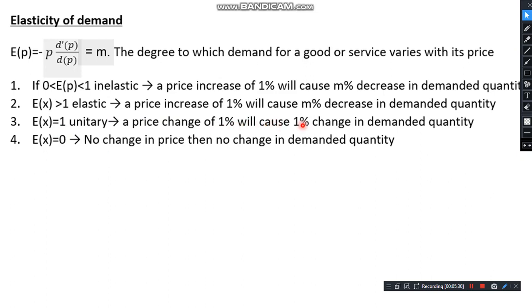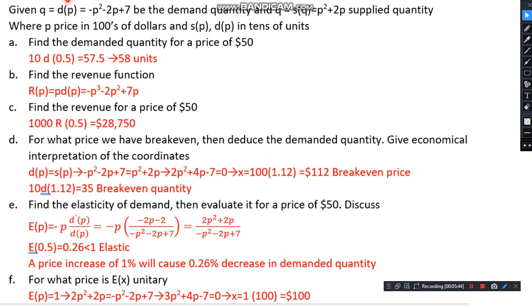Unitary, when they are equal to each other: a price change of 1% will cause a 1% change in demanded quantity. If E(x) equals 0, it means no change in the price causes no change in demanded quantity. Let us take an example.